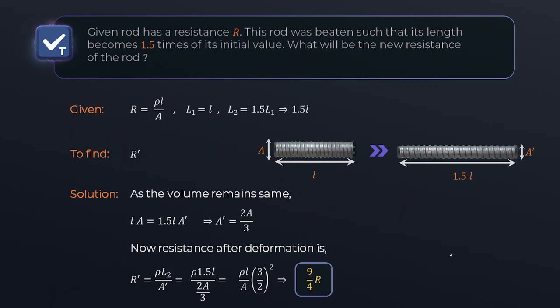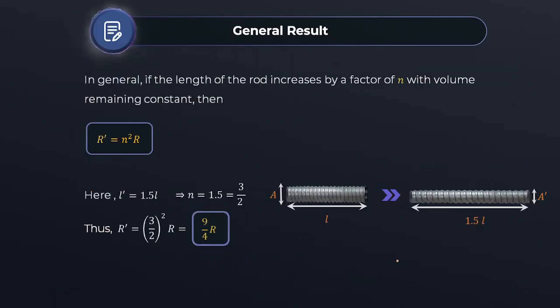So in this case, as volume remains the same, because density is also the same, mass is the same, so L into A, that is final length into final area of cross section. So we can simplify, this is our answer. Simple, easy. Now, next there are some general results. In the previous case, what we had seen is how much was the change in length? That was 1.5, 3 by 2. So the change in resistance was how much? 9 by 4 R.